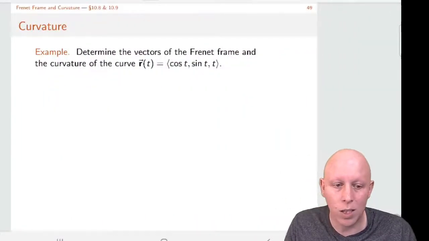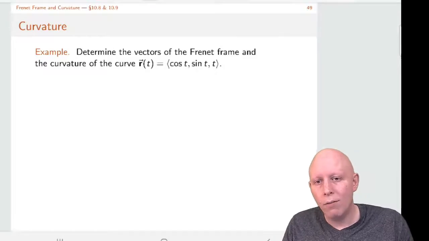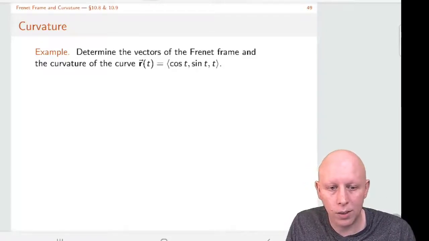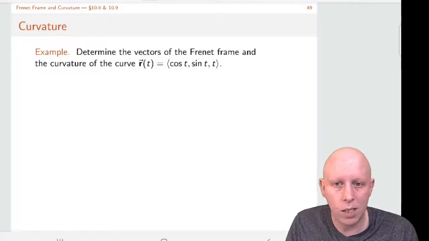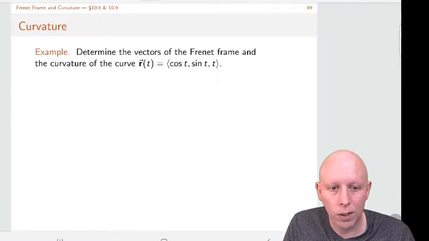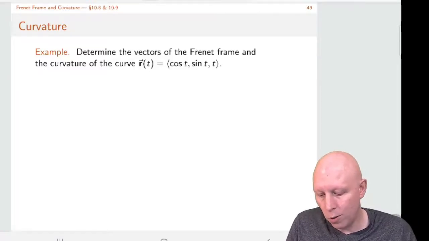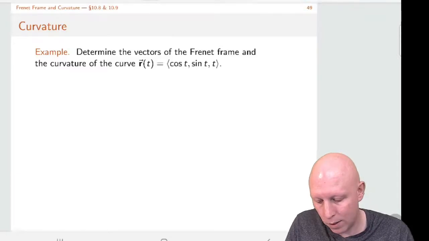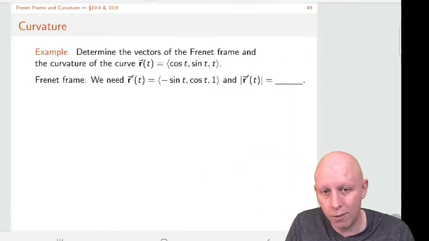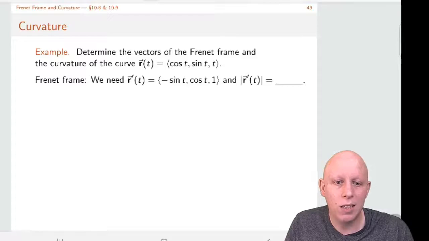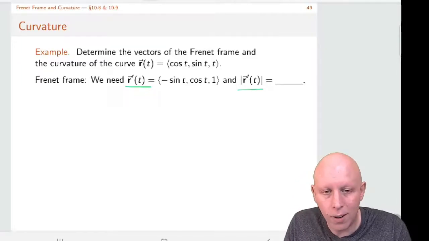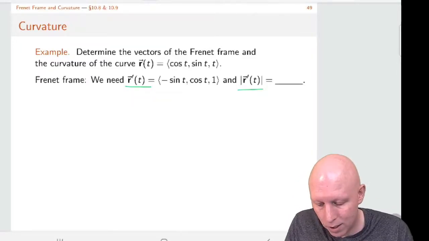All right, so let's do an example. Find the vectors of the Frenet frame and the curvature of this curve. This is that same picture that we just saw in Mathematica. We're looking for the vectors of the Frenet frame and the curvature of this curve. For the Frenet frame, we're going to need to calculate T of t. You do that by taking the derivative and finding the length of that derivative.